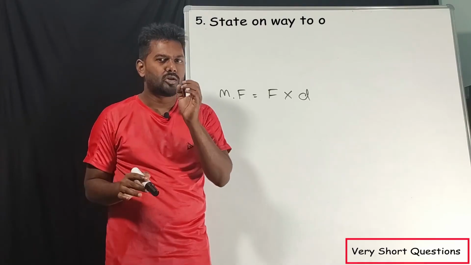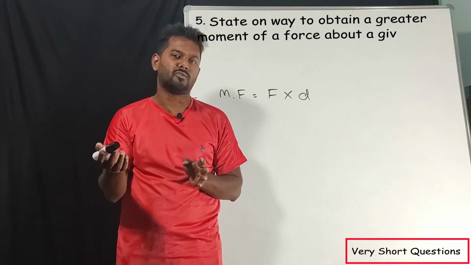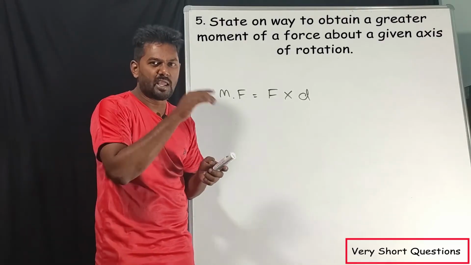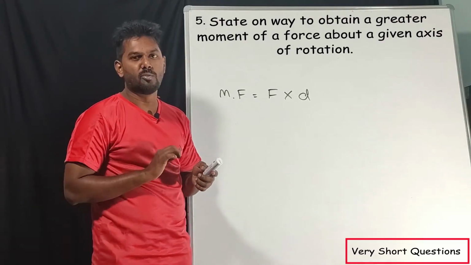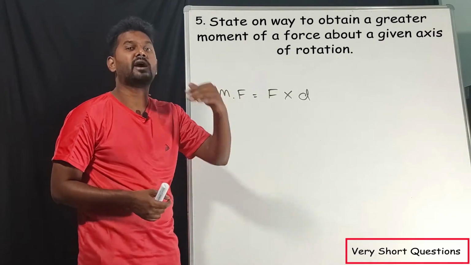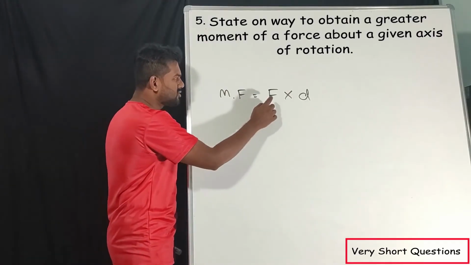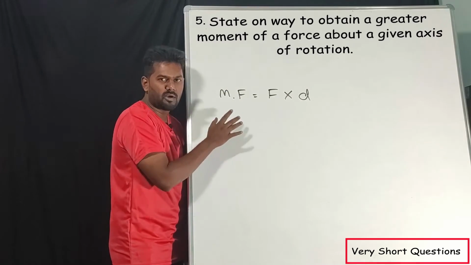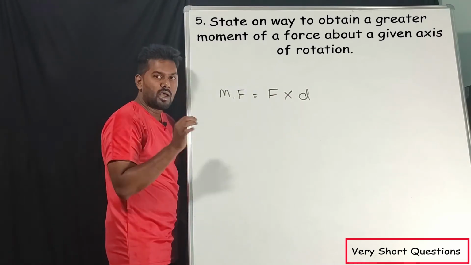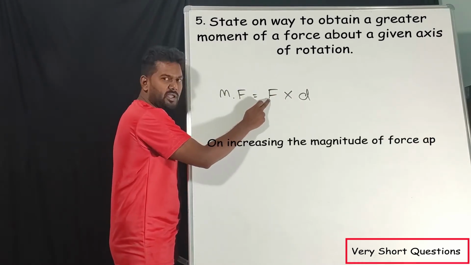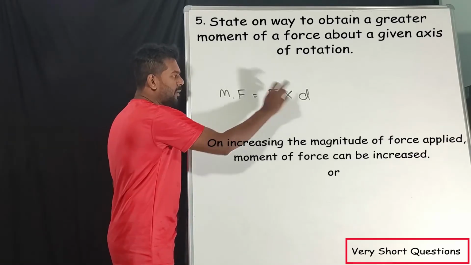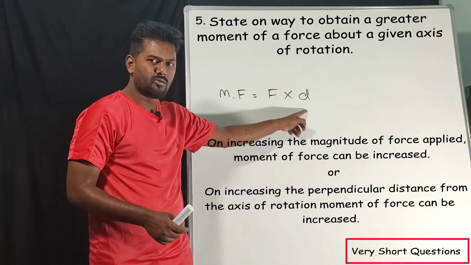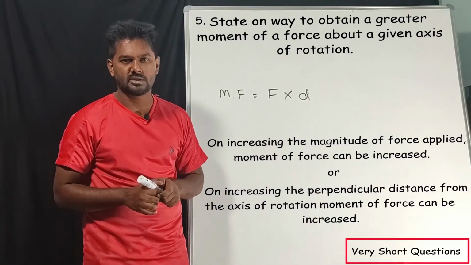State one way to obtain the greater moment of force. That is what we discussed in the 8th question, but in the opposite way. In the 8th question, they were asking to reduce the moment of force. Here, they are asking to obtain a greater moment. To reduce, you have to decrease any one of these, correct? If you decrease both also, moment of force will reduce. You can write any one. To increase, you have to increase the magnitude of force or the perpendicular distance from the axis of rotation. If you increase any one, moment of force will also increase.